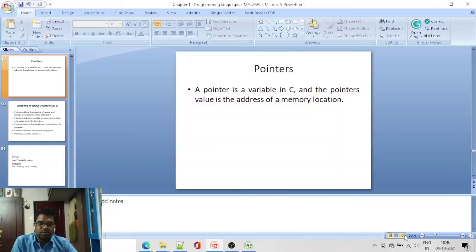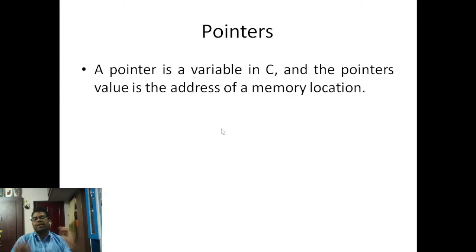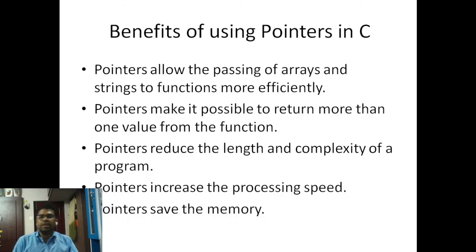So next one is pointers. A pointer is a special variable. This special variable can hold the address of another variable. This pointer holds the address of a memory location which belongs to another variable. The address can represent another variable. That's the difference. A pointer is just the same as a reference data type.